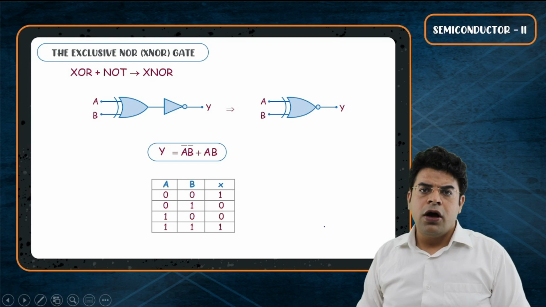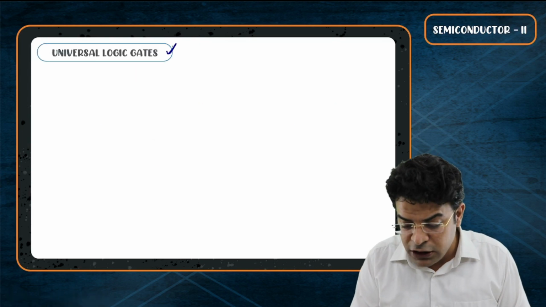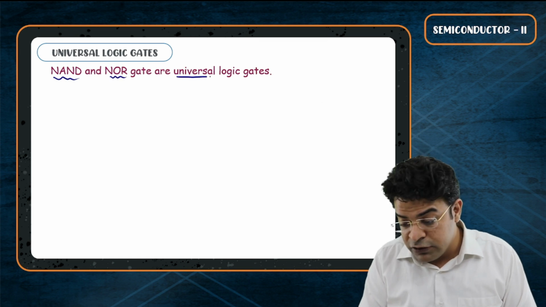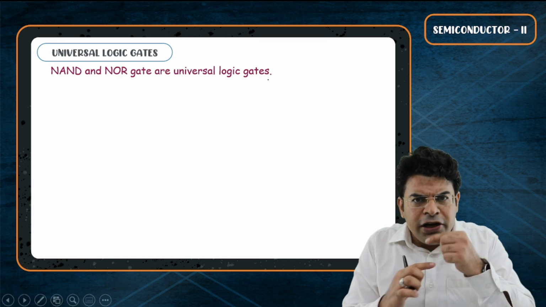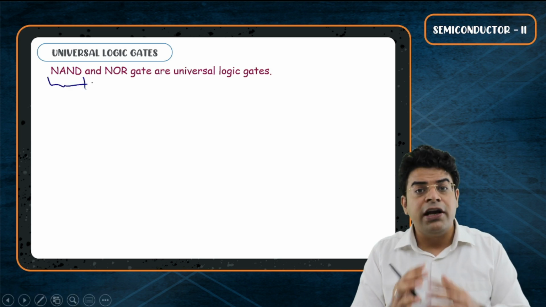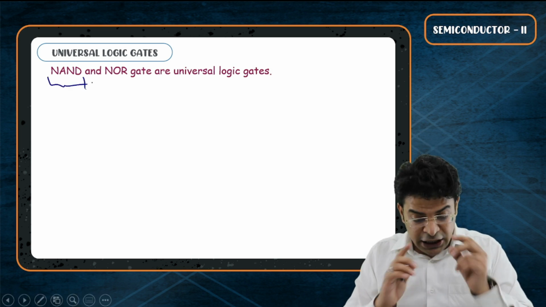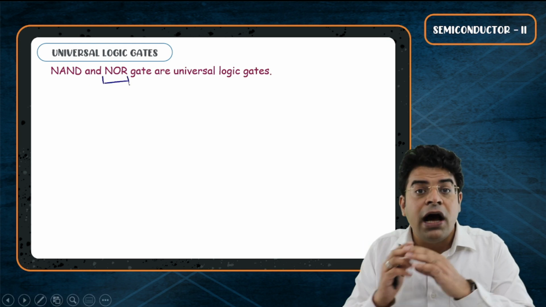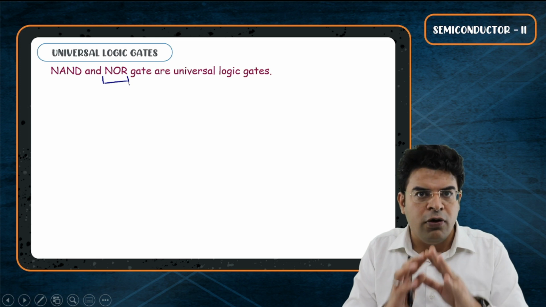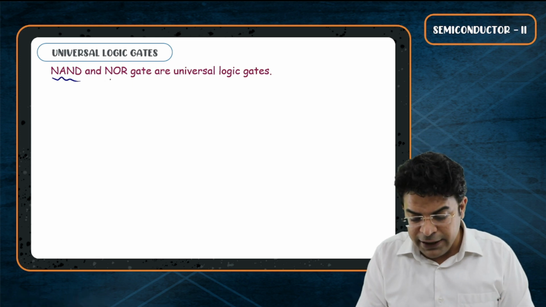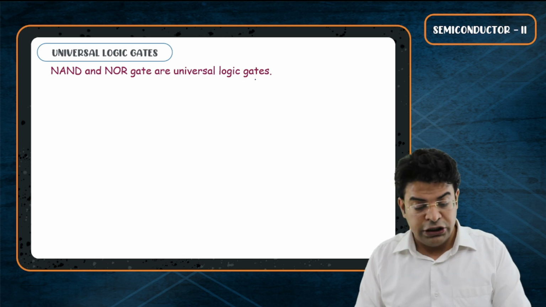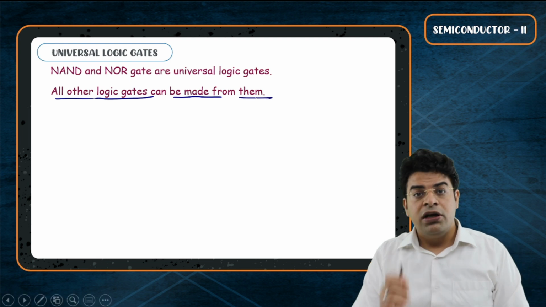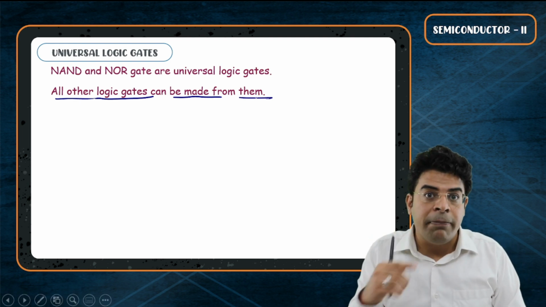Okay. So now we will talk about something called universal logic gates. Remember that NAND gate and NOR gate are universal logic gates. Just by repetitive usage of NAND gate, I can create all the other types of logic gates. And just by repetitive use of NOR gate, just using NOR gate and NOR gate and NOR gate again, I can create all other types of logic gates. So NAND gate and NOR gate are universal logic gates. Remember that all other logic gates can be formed from them just by using any one of them repetitively.